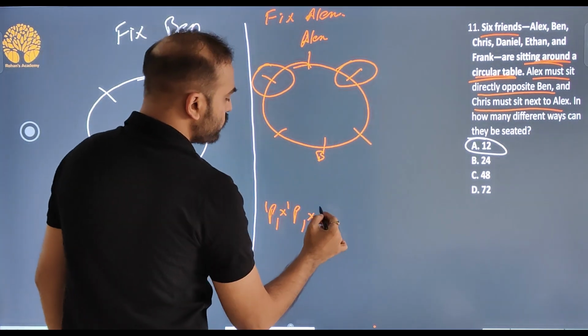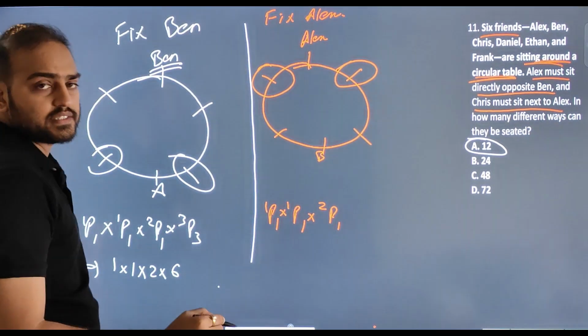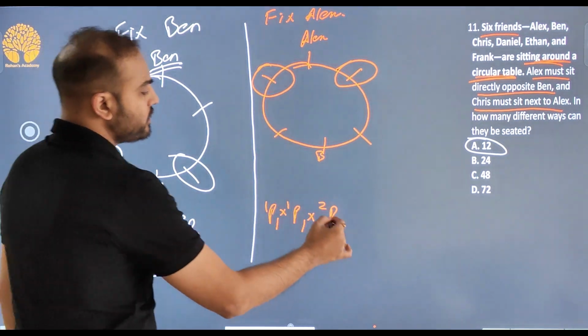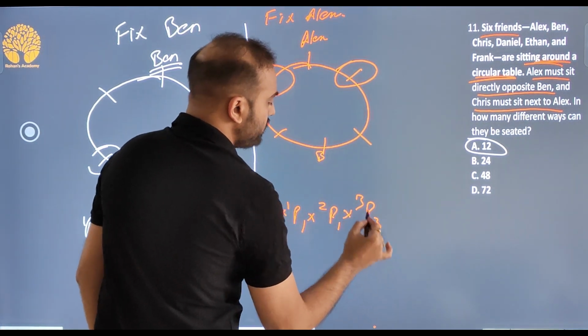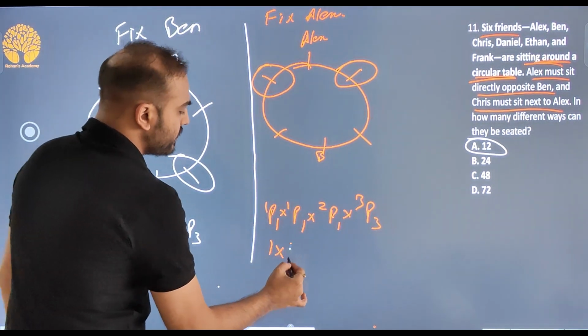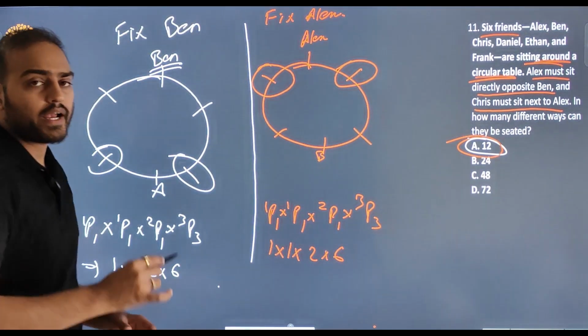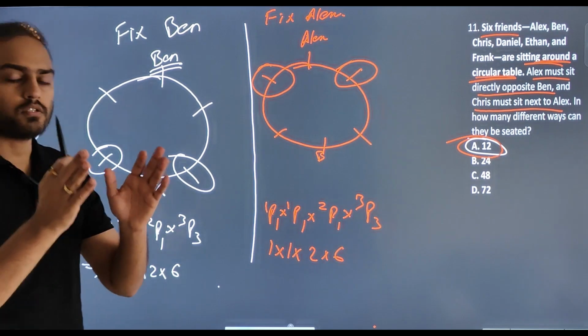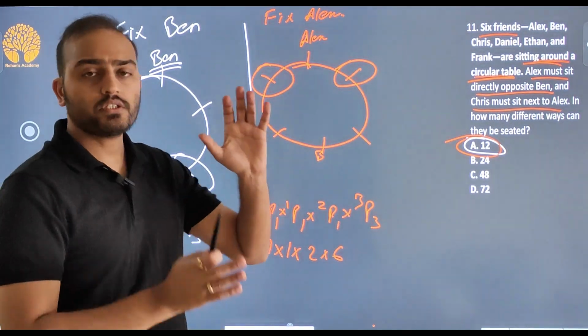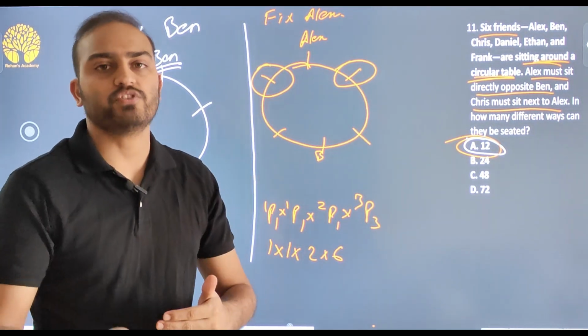Chris, again I have two options. Remaining three friends, remaining three positions. Solve that. That is again 1 into 1 into 2 into 6. 12 options. So again, it doesn't matter whom you fix. The logic is, in a circular permutation, fix somebody and then proceed.